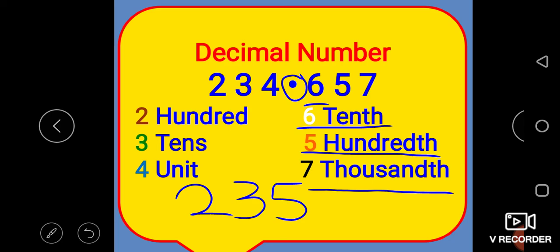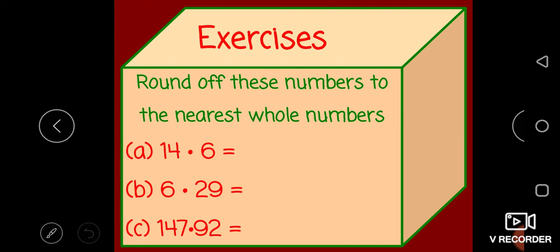Let's do some examples. Look at this. Round off these numbers to the nearest whole numbers. A, 14.6 to the nearest whole number. 6 is above half. You borrow 1 and add to 4. 4 becomes 5. Thus, this particular number to the nearest whole number is 15. B, 6.29. 2 is the place value of the tenths. 2 is less than half. It cannot affect 6, and so 6 remains 6.